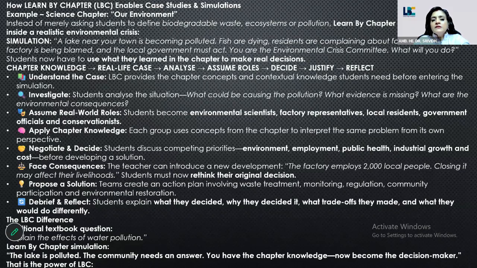Say, for example, a science chapter on the environment. Instead of merely asking students to define biodegradable waste, ecosystems and pollution, Learn by Chapter places them inside a realistic environmental crisis.